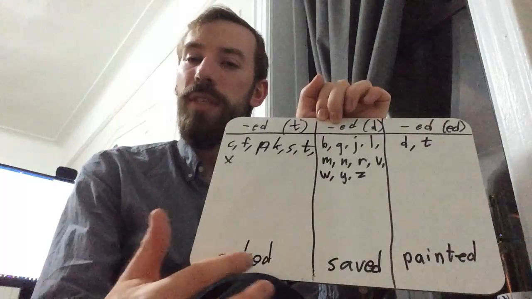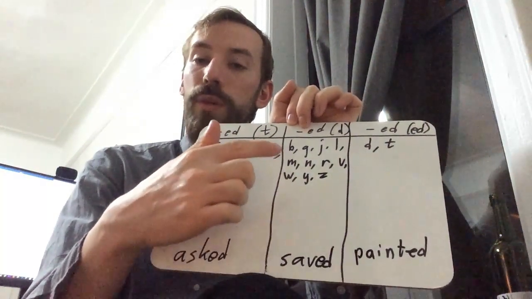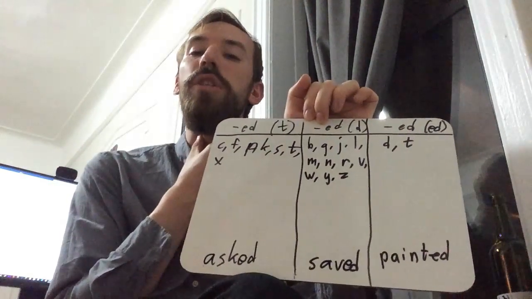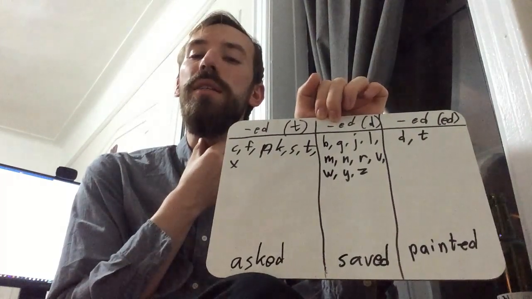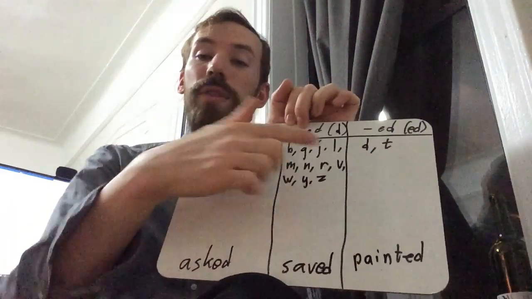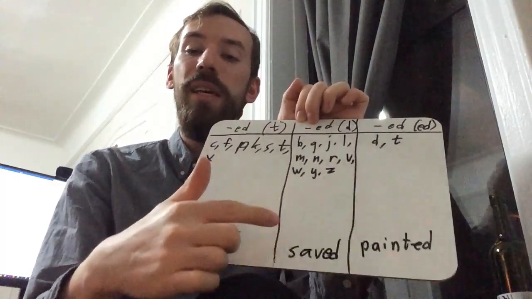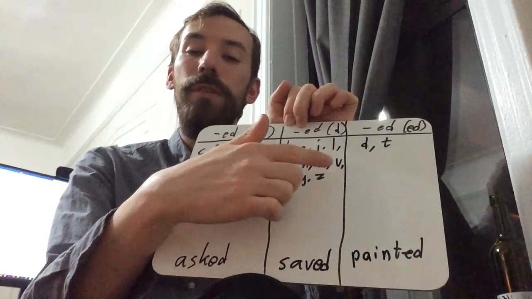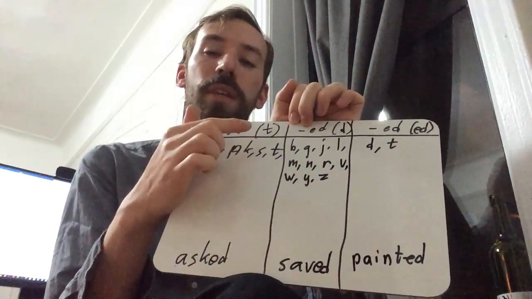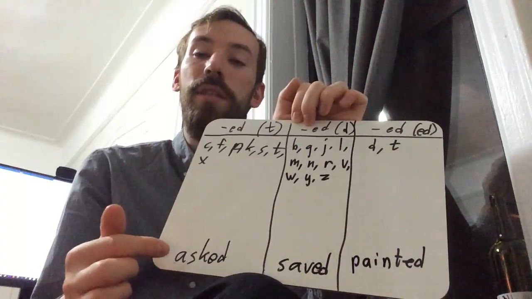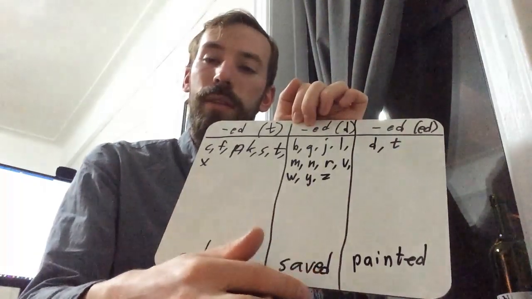Asked. Whereas if you say D, G, J, L, M, N, R, V, W, Y, Z, those letter sounds have the voice right here. So it'll sound like a D. Save, V, saved. You would never say "saved" with a T or "asked" with a D. You would say asked or saved.